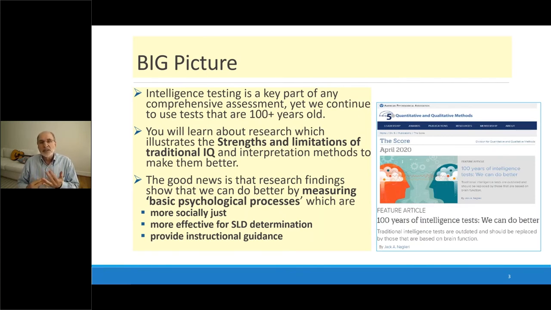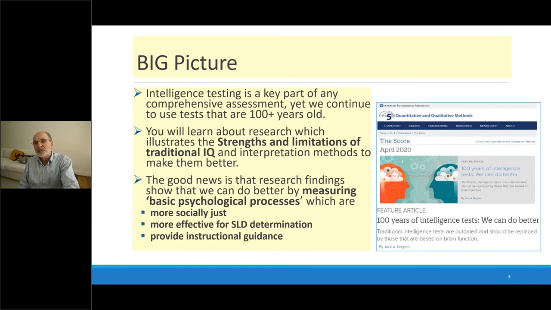The good news is that we do have research that clearly shows that measuring basic psychological processes instead of traditional IQ is more socially just. It's more effective for identification of children who have a specific learning disability. And it provides instructional guidance in really very important ways. It also is not encumbered by knowledge, which I'll talk some more about. So this is the big picture for today.